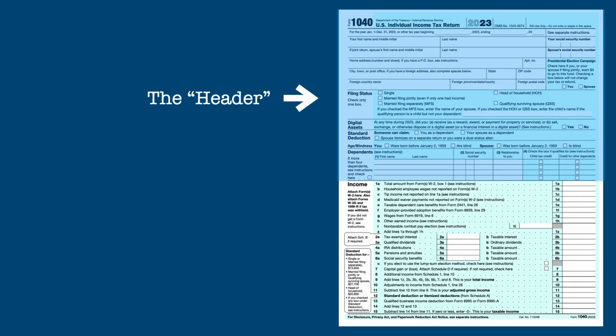The first part of Form 1040 is called the header. It contains basic identifying information about the taxpayer, spouse, and their dependents if any. Since filing status has the largest impact when it comes to calculating your taxes, it only makes sense that the first question you answer is your filing status. Also found in the header is any special information that affects the standard deduction and a question about digital assets.